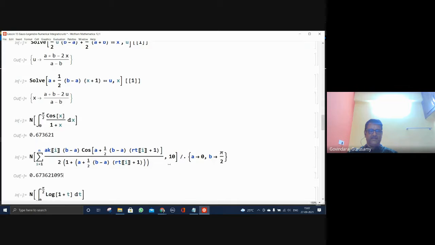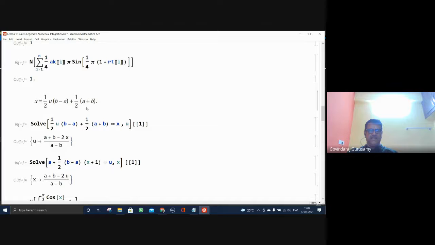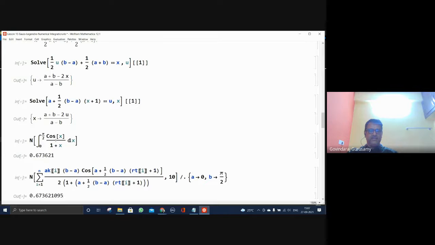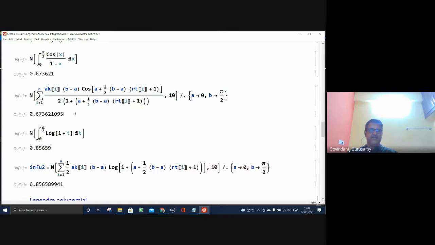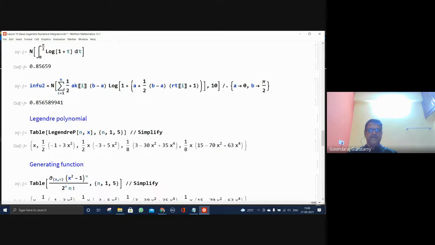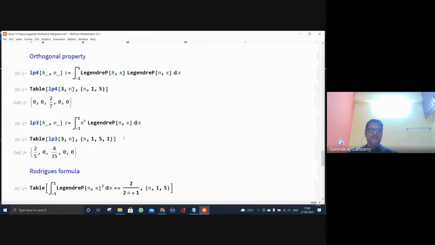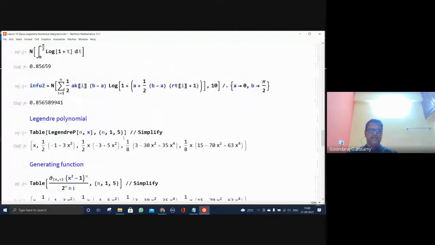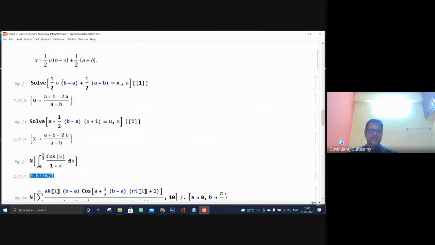See, this is the transformation. If you make all the variables into u, the limit also becomes -1 to +1. Instead of that, I just substitute for x with whatever change I am going to make, the corresponding form. Then if I substitute a equal to 0 and b equal to pi by 2 itself, I get the same thing. I don't see any difference in the result. I did the same thing for the other integrals also, so that's not a problem at all. A little thinking is required here to make the changes. That's all.